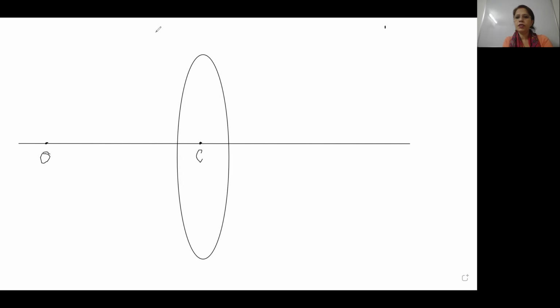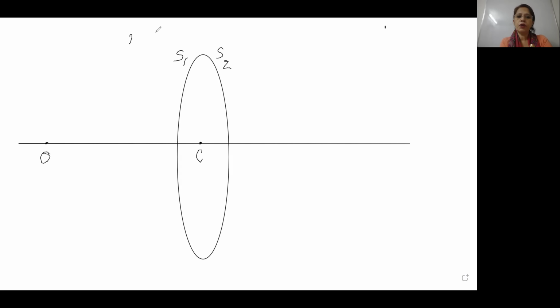Now, all the measurements are taken from the optical center, and the angle formed by the incident ray and the refracted ray on the principal axis are also very small. So these are the assumptions before the derivation made for the lens maker formula. So now, if the point object is placed at O, naturally the ray will be incident on the surface of the convex lens. Now there are two surfaces over here. One is S1 and the other is S2.